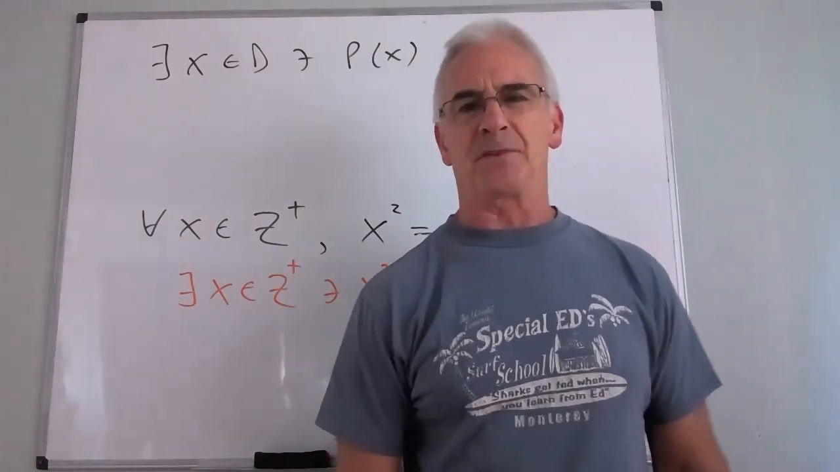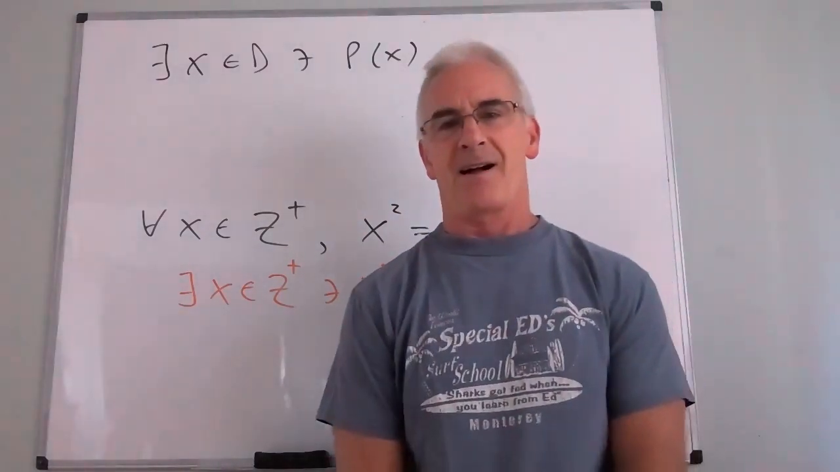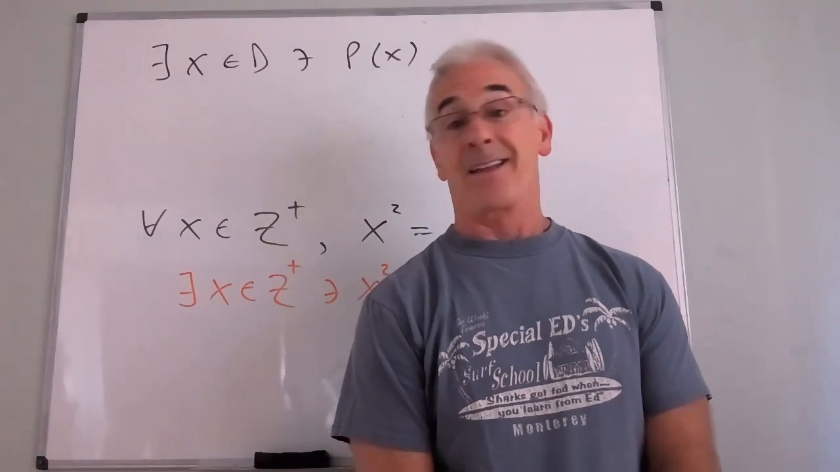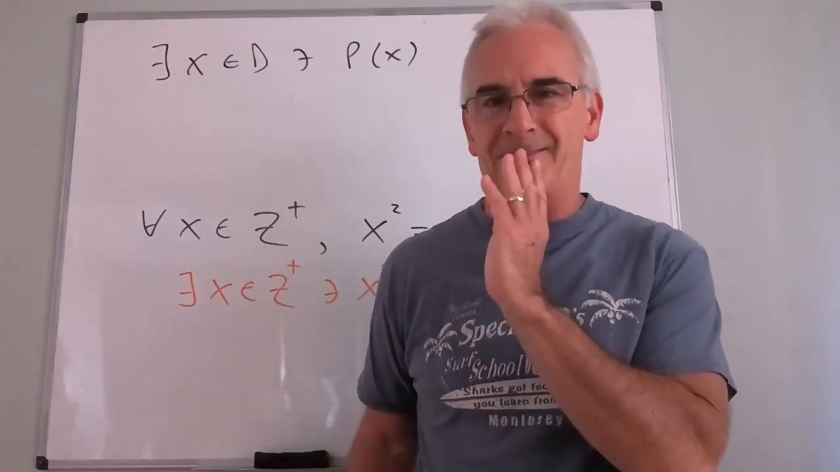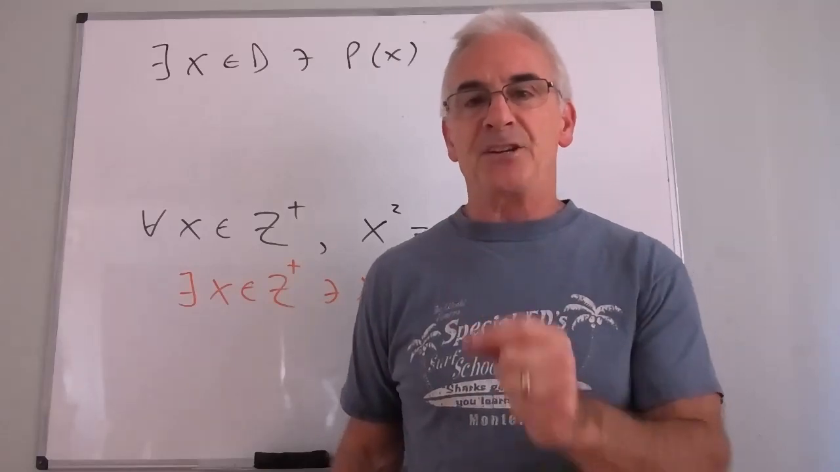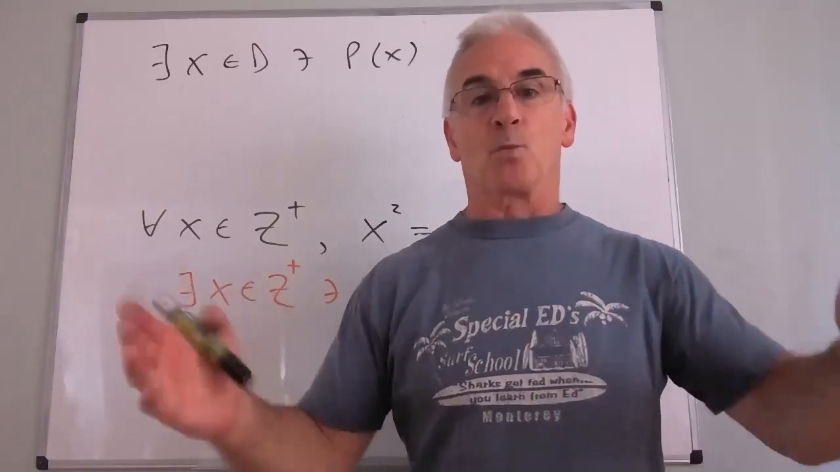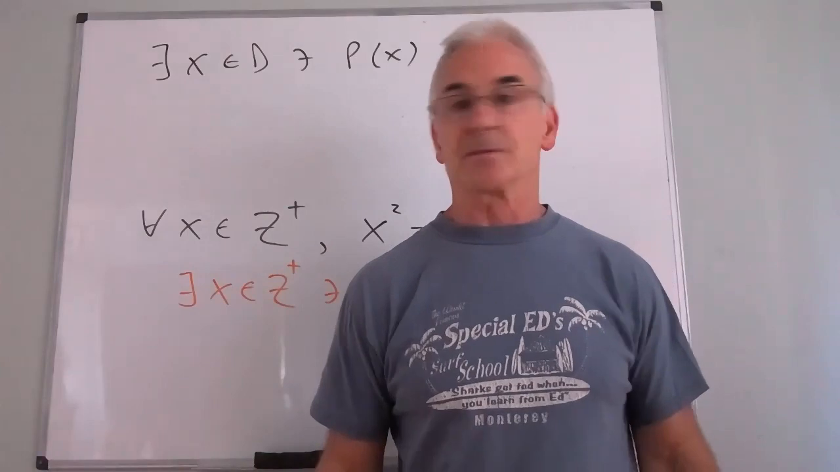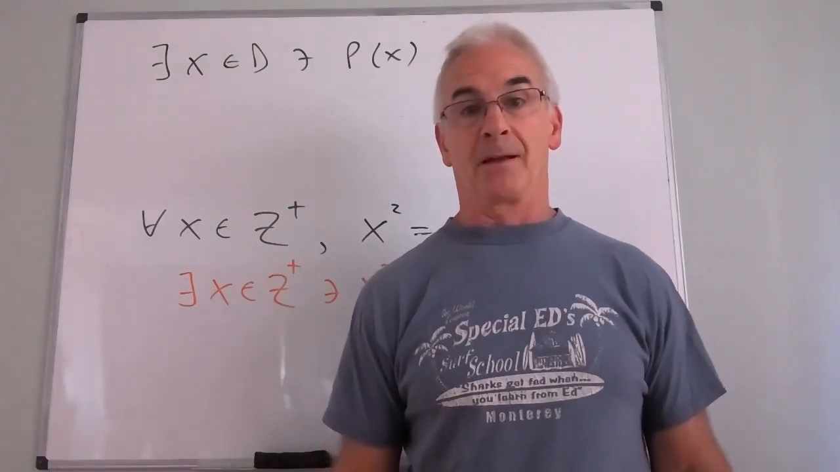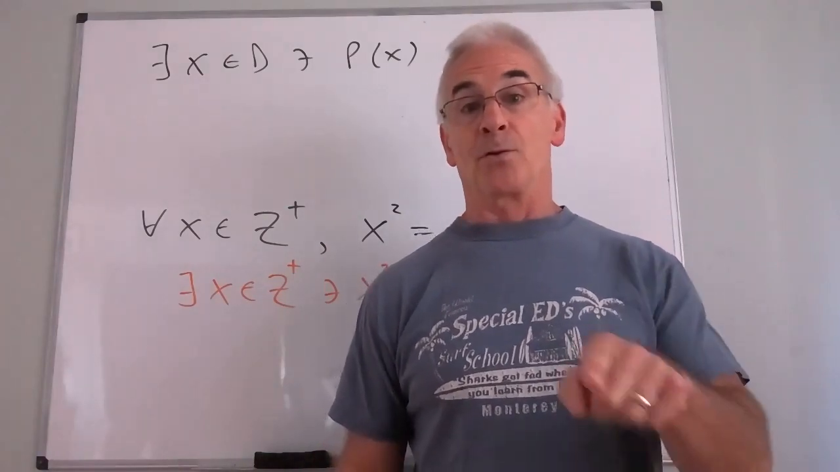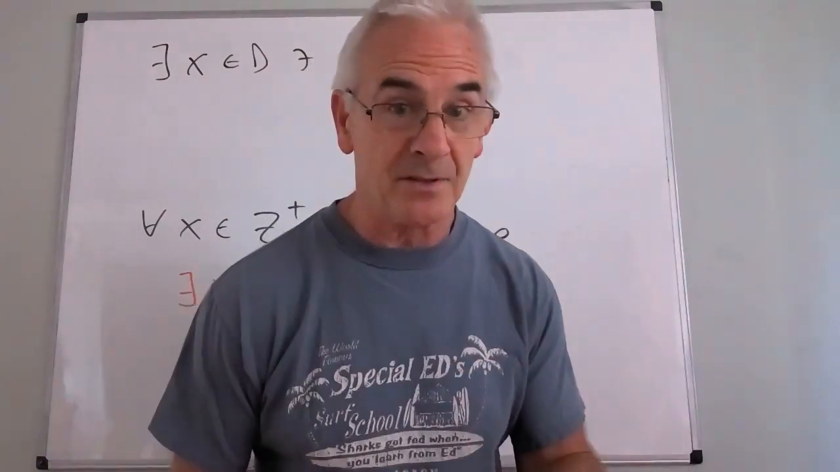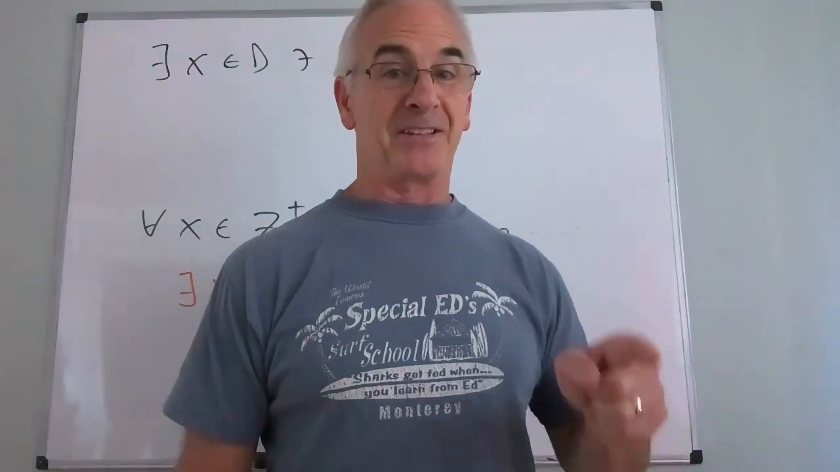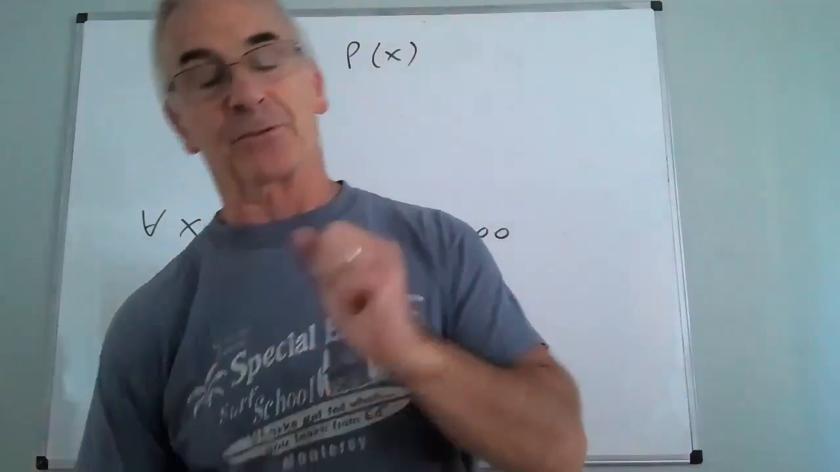What's the negation of it's true at least one time? There's none. Yeah, it's never true. That's a tricky one. That's not exactly obvious. The negation of there's at least one occurrence of something is no, there are no occurrences of that thing. So in other words, the negation in words of it's true at least once is that it is never true.